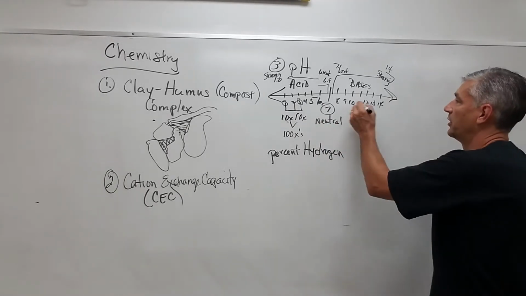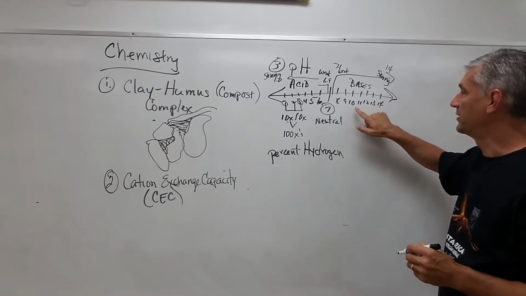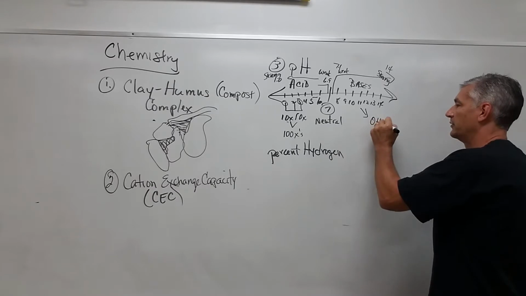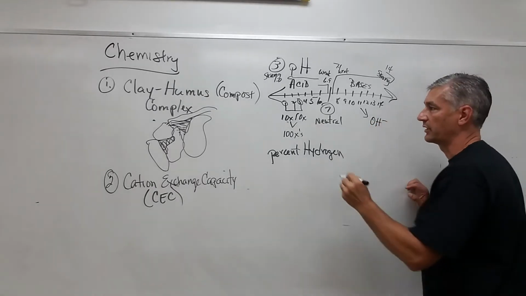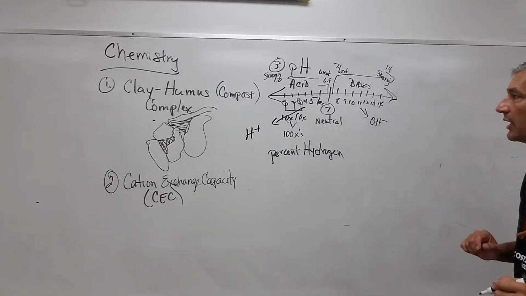Okay, so that's what we're doing on the base side. On the base side, you've got numbers that go up to 14. So they keep hydrogen, but they will get rid of something known as OH minus, which is hydroxyl. Acids give off the hydrogen ion, okay?